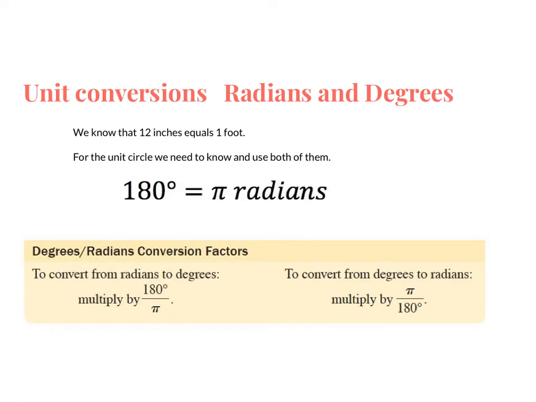The next thing I would like to discuss is remembering that we can convert units from radians to degrees. Just like we know 12 inches equals 1 foot, we have this particular ratio or unit conversion that says 180 degrees equals pi radians. If we were converting from inches to feet, we would use a conversion factor, and those are the same conversion factors that you'll see down below. If we want to convert from radians to degrees, we use the ratio on the left. If we want to convert from degrees to radians, we use the ratio on the right.